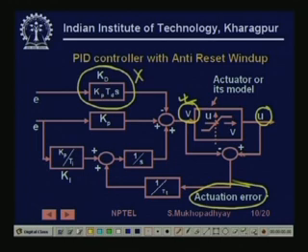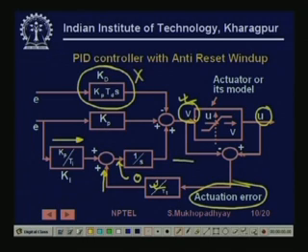Now what you want to do is take this actuation error and feed it back. Here a negative term is coming, and here the error is positive. So through the PID integral term a positive term is coming. You have to define this gain in a suitable manner such that whenever this becomes negative, this signal becomes 0. When this signal becomes 0, this integrator does not build up. So this integrator output remains at a constant value.